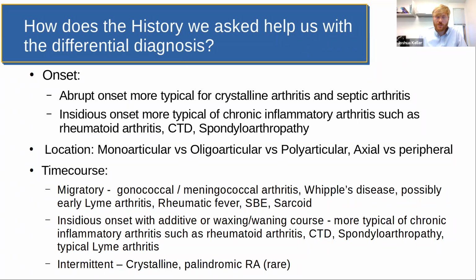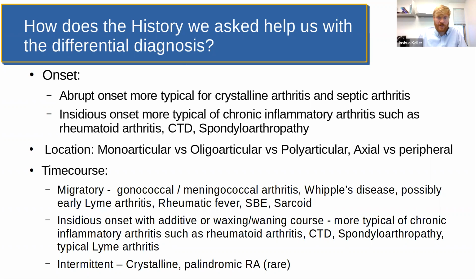In terms of time course, we talked about really trying to ask a patient the questions to figure out migratory versus additive versus waxing and waning. A migratory arthritis has a pretty short differential: gonorrhea, meningococcal, Whipple's disease, early Lyme, but it usually will progress pretty quickly to kind of land on a knee, or both knees, or a knee and an ankle. One single knee is the most common Lyme arthritis. Rheumatic fever and subacute bacterial endocarditis and sarcoid. So it's not as long of a list as a lot of our other potential presentations.